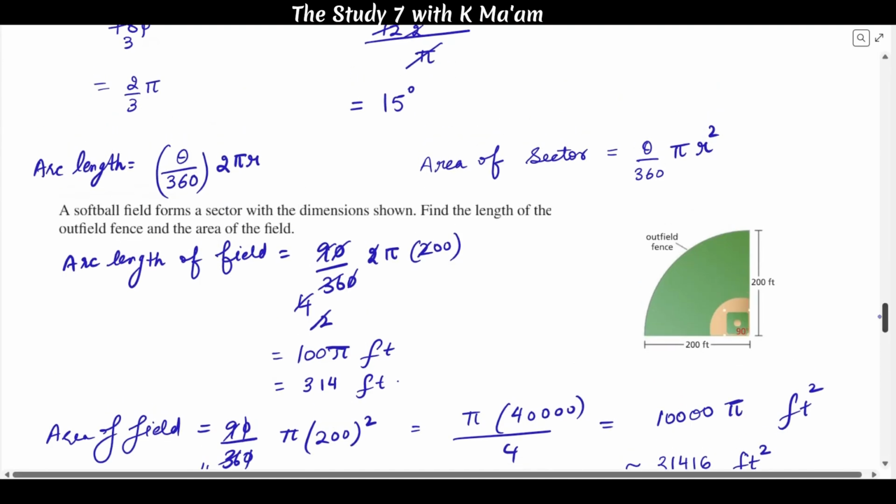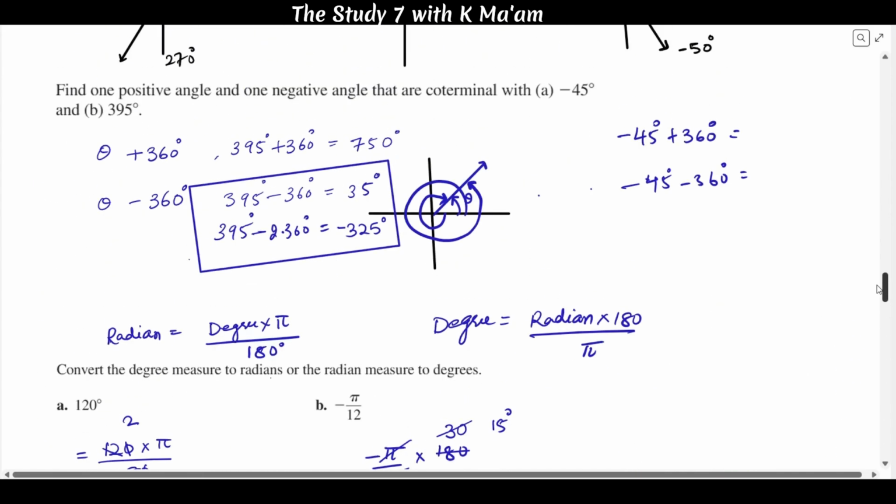Angle was provided in degrees, so we are using the degree form. Theta over the total angle 360. If the angle is given in radian form, then you have to use the same formula, but instead of 360 you will choose 2 pi, because 360 degree is 2 pi in radians. Okay, otherwise the formula is the same.